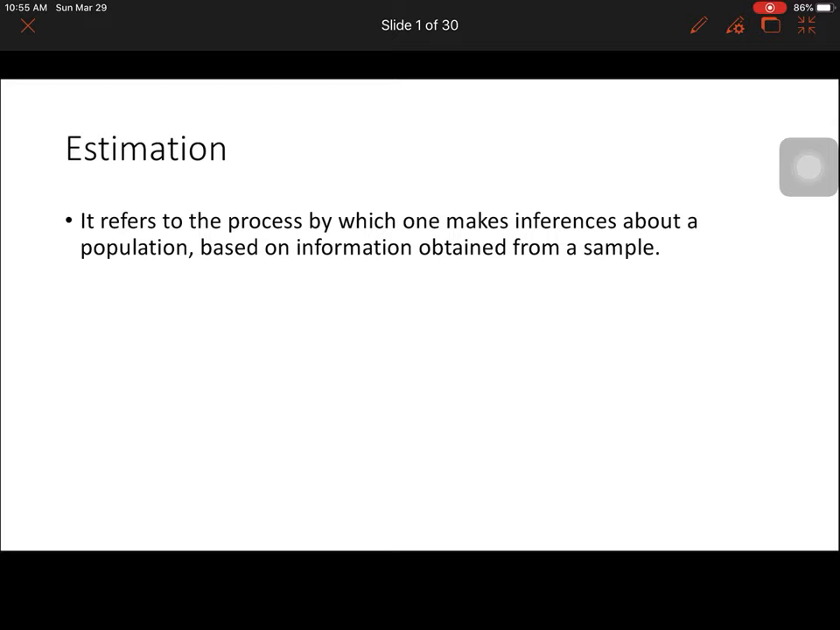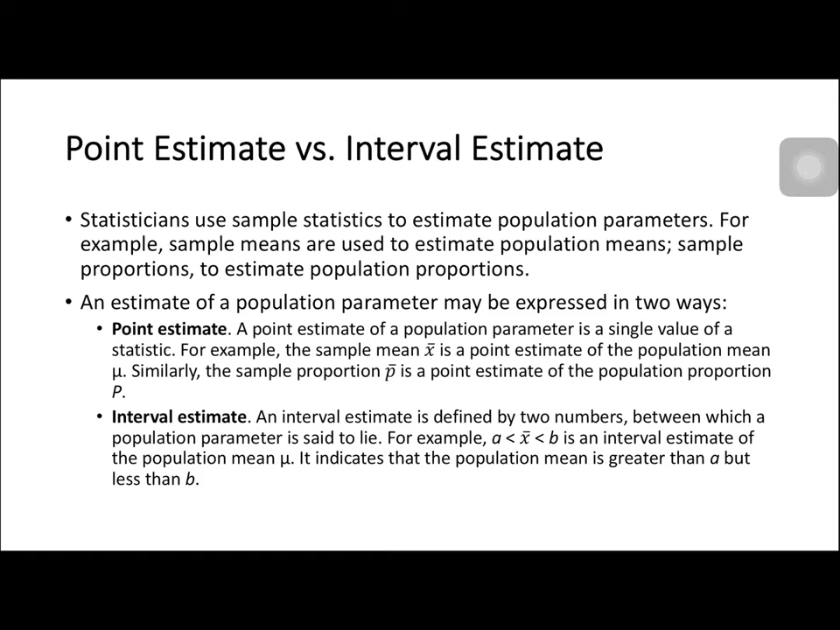First, estimation. It refers to the process by which one makes inferences about a population based on the information obtained from the sample. Point estimate versus interval estimate. Statisticians use sample statistics to estimate population parameters. For example, sample means are used to estimate population means, sample proportions to estimate population proportions. So an estimate of a population parameter may be expressed in two ways, the point estimate and the interval estimate.